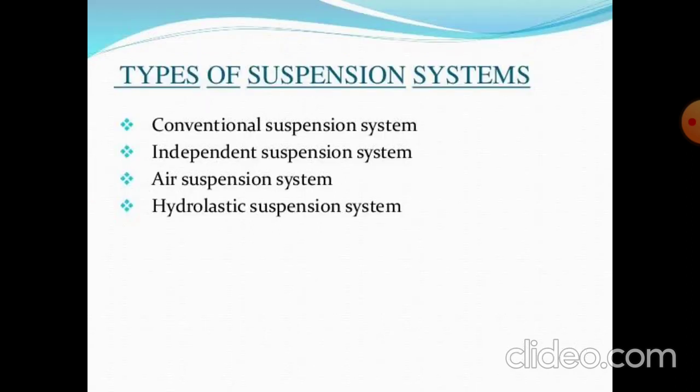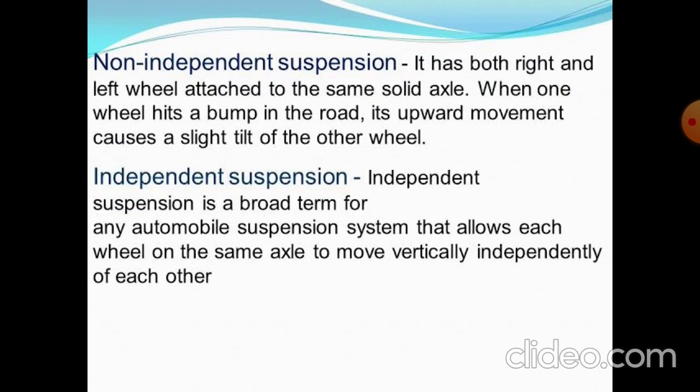Then next, simple types of suspension system. There are mainly four types of suspension system: conventional suspension system, independent suspension system, air suspension system, and hydroelastic suspension system. These are the mainly four types of suspension system. Then next, one by one we will go through them.